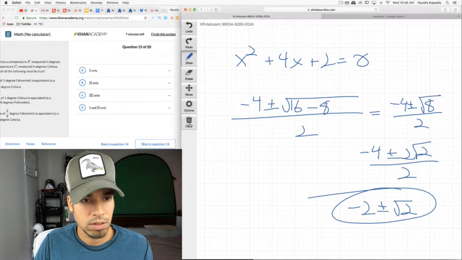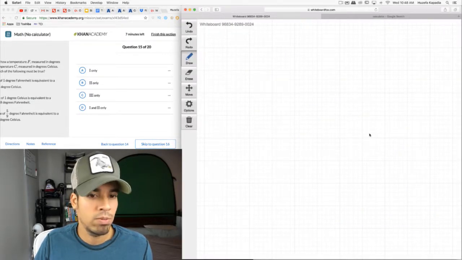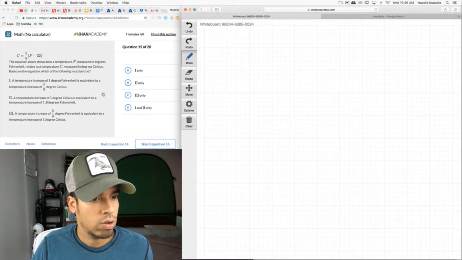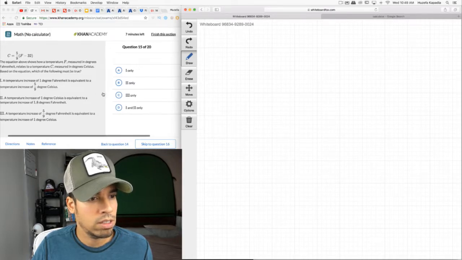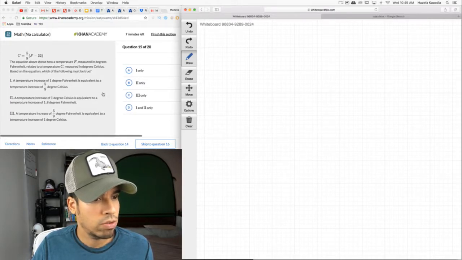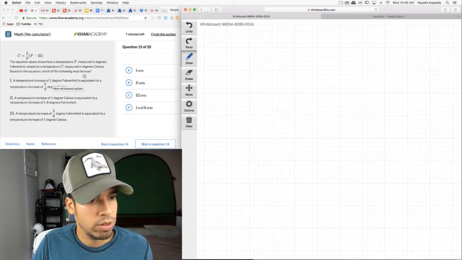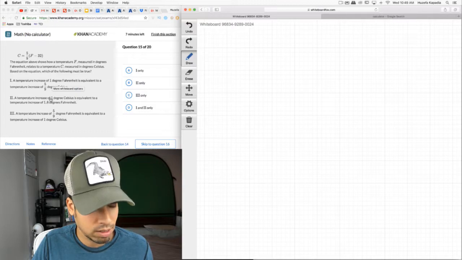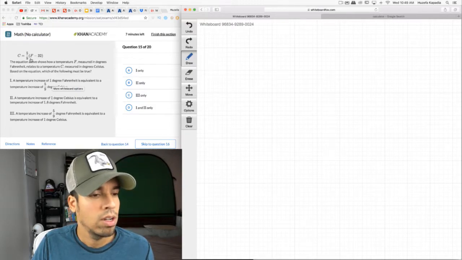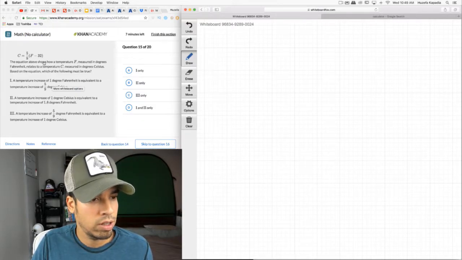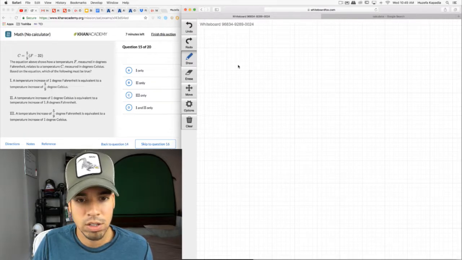Okay, next. Okay, 15. One more hard problem, and then it resets. This is an equation for Fahrenheit and Celsius. Based on the equation, which of the following must be true? Okay. If temperature increases 1 degree Fahrenheit, it's equivalent to 5/9. So if it's 32 Fahrenheit, Celsius 0, and 33, it's 5/9. Yeah, A is good, so 1 is good.